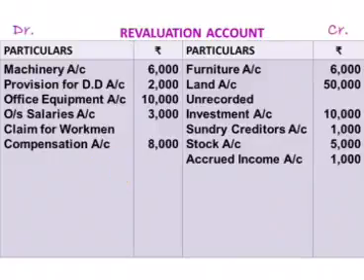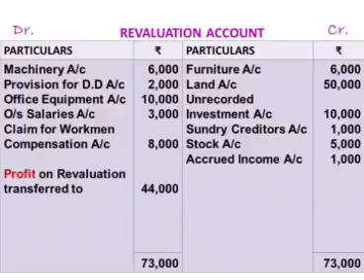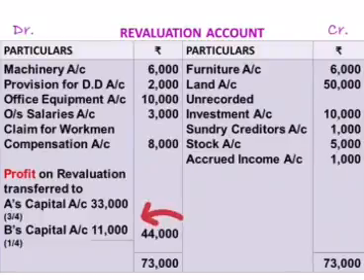Now when we have done all the adjustments, the last step is to balance the revaluation account and find out whether there is profit or loss. So when we balance or total the credit side, it comes out to be 73,000 and the debit side is less. So the balancing figure is profit on revaluation, which comes out to be 44,000 rupees. Like we discussed earlier, this profit will be divided among old partners in old ratio. The old ratio was 3:1 among A and B. So A will get 3/4 share of the profit and B will get 1/4 share of the profit, which comes out to be 33,000 and 11,000 respectively.